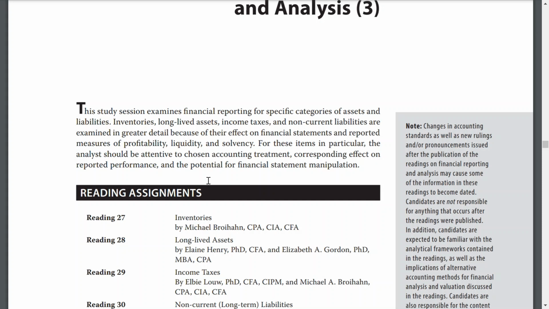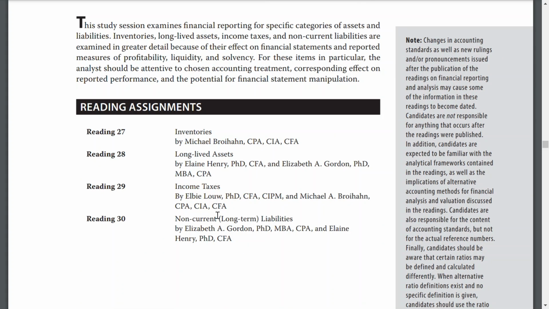For these items in particular, the analyst should be attentive to chosen accounting treatments, corresponding effects on reported performance, and the potential for financial statement manipulation. Reading 27, Inventories. Reading 28, Long-lived assets. Reading 29, Income taxes. Reading 30, Non-current or long-term liabilities.